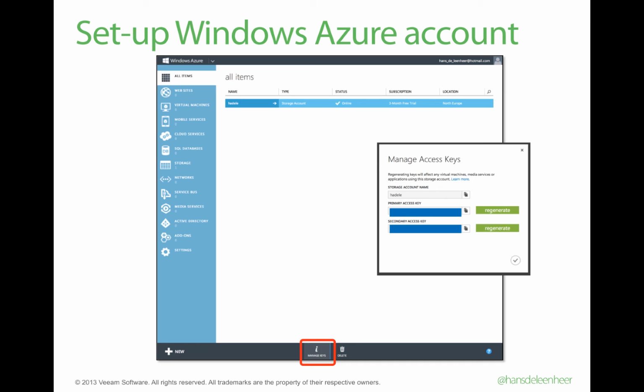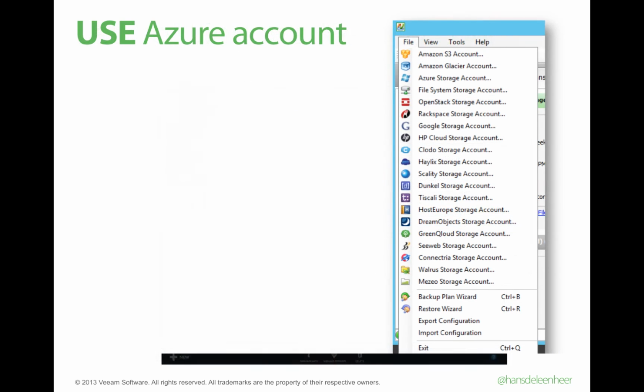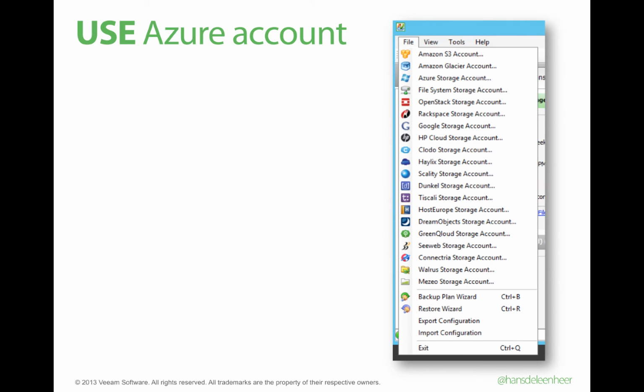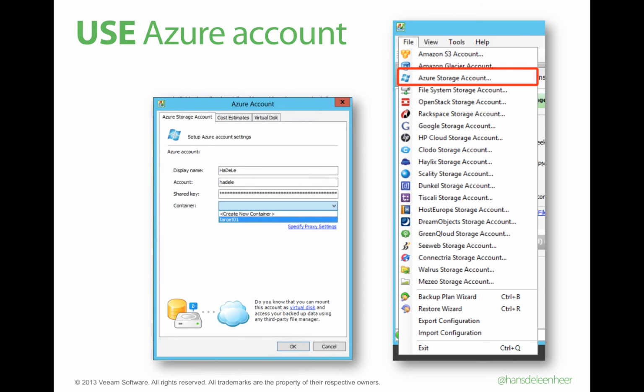So how does this look in the Veeam Backup and Replication Cloud Edition? This is the Veeam Backup and Replication Cloud Edition, where I started to make the accounts. And here you see all those 20 options in which we have, for example, also OpenStack. But today we are going to focus on Azure Storage Account. So when I click on Add my Azure Storage Account, this is what I see.